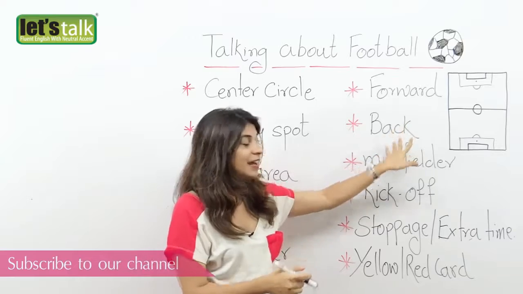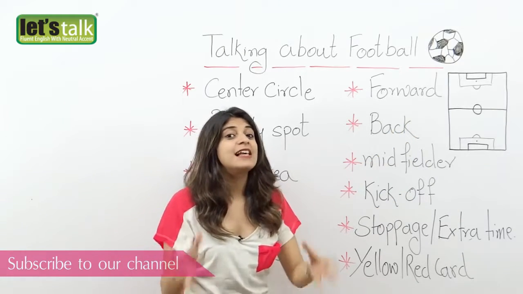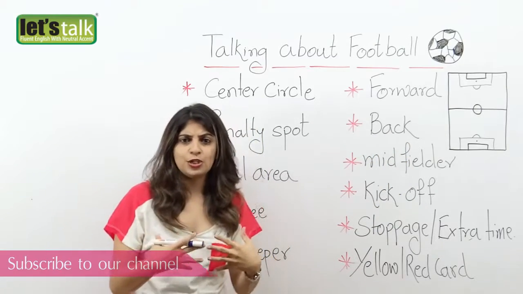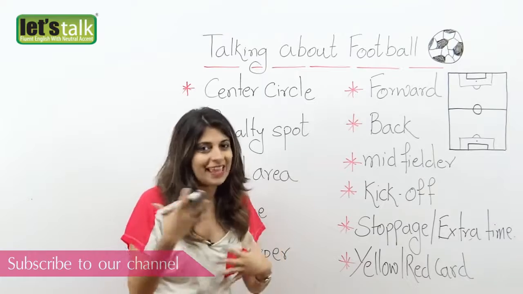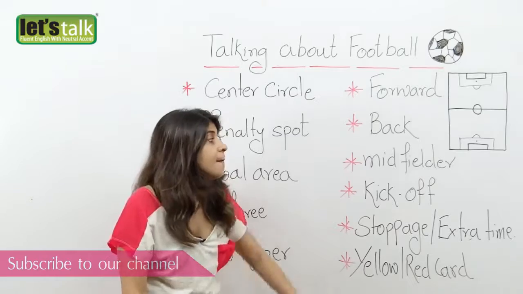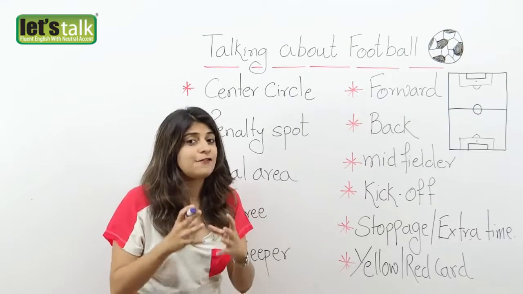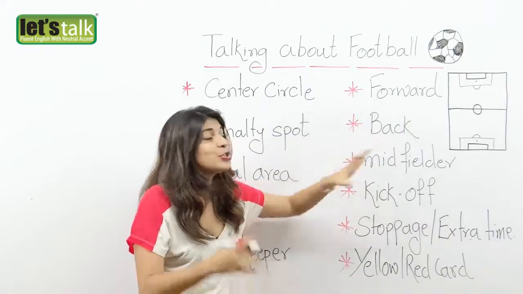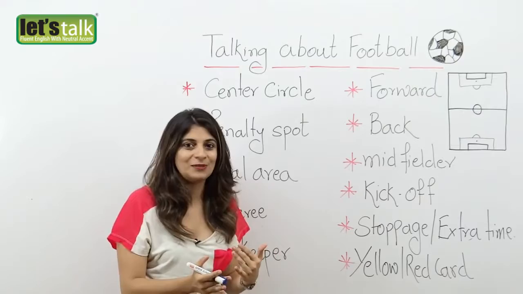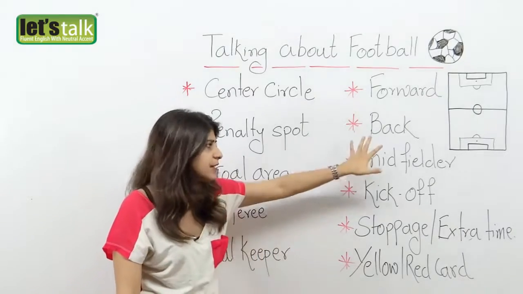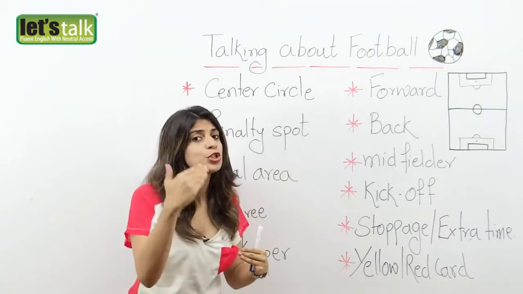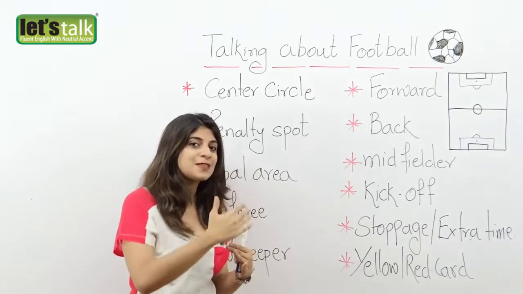Then we have back. Now, backs are also called defenders. And they are the people who are not much into scoring goals. I mean, of course, they can score a goal, but they do not pay a lot of attention to scoring a goal. But the most important thing for the defenders is to stop the opposing team players from scoring a goal. Okay, so they try their best, and definitely they are also considered very main players because they are the ones who are stopping the opposing team players from scoring a goal.